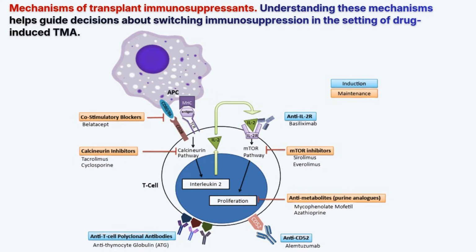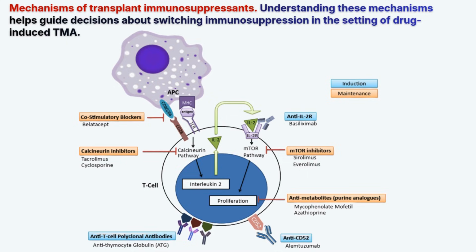Here you see the antigen-presenting cell interacting with the T cell through the MHC-T cell receptor complex with an additional co-stimulatory signal. On the left side, this co-stimulatory pathway is blocked by belatacept. Belatacept inhibits CD80, CD86 signaling, preventing full T cell activation without exposing the endothelium to CNI-mediated toxicity.